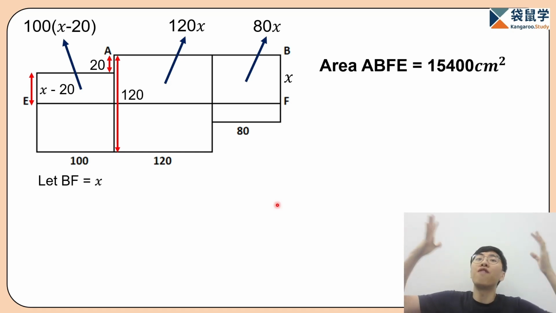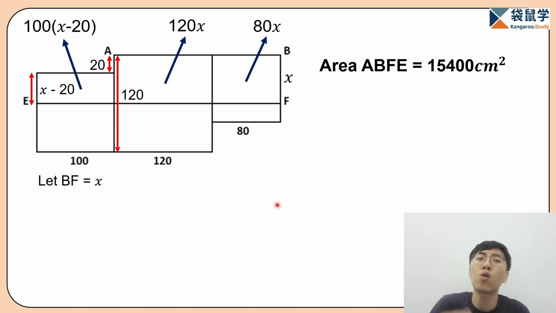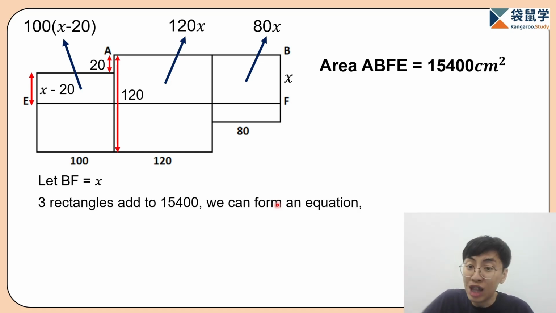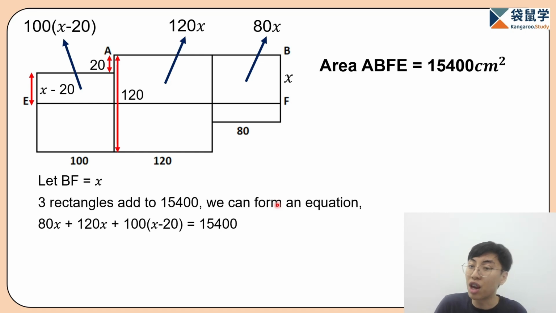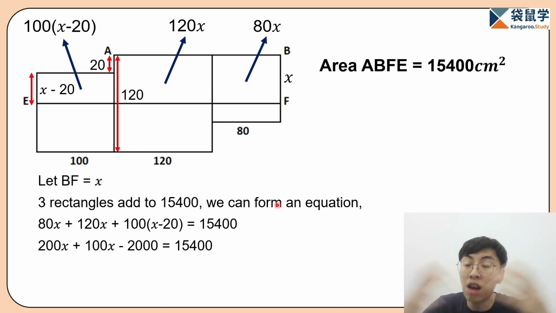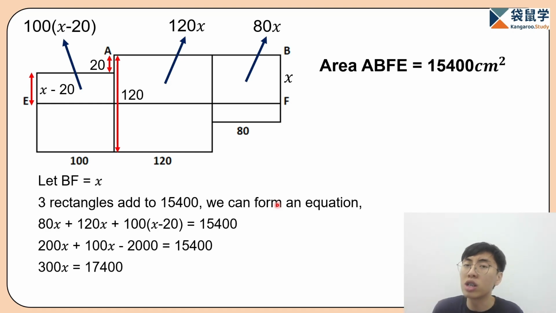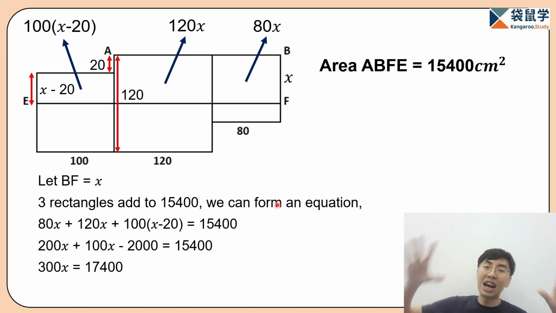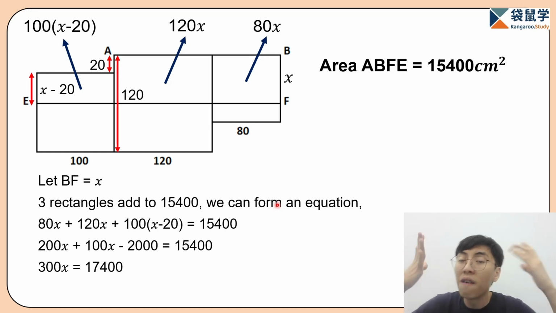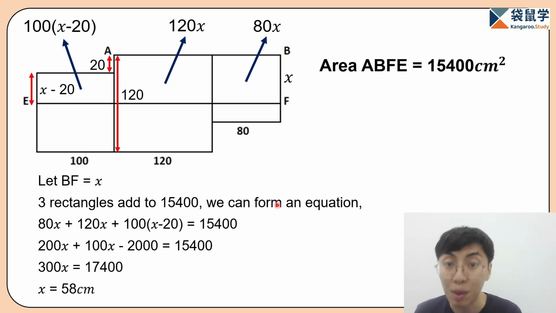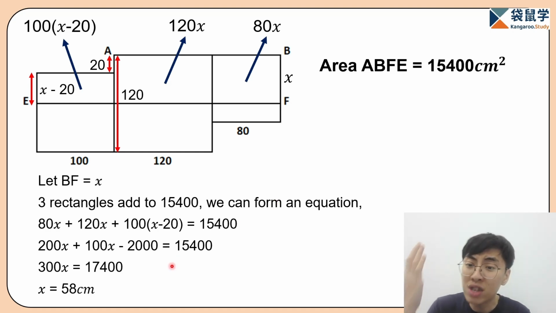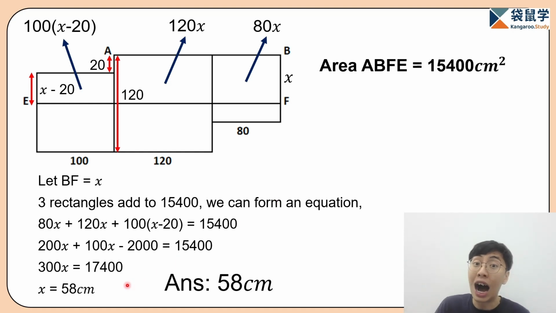So the sum of all of this is equal to 15400. Now we have set an equation. Solving the equation by opening the brackets and calculating them, I end up with 300x equals 17400. Solving for the value of x, we get that x is equal to 58 centimeters. We have successfully found our answer.